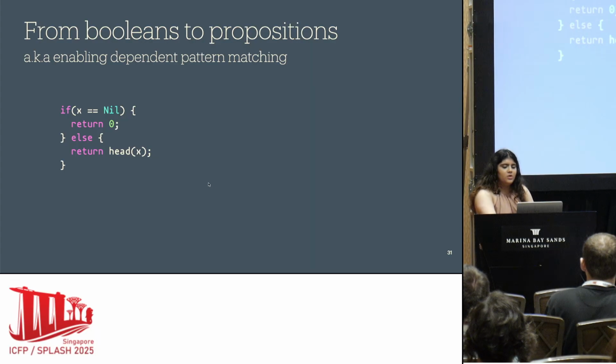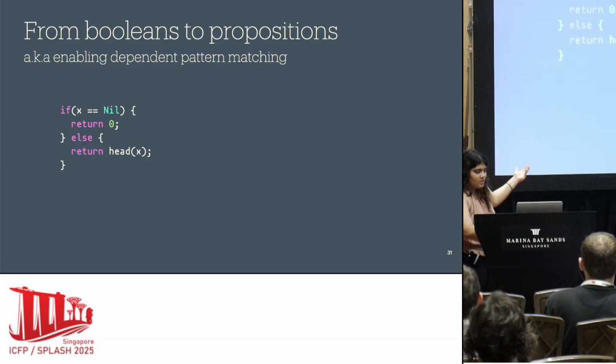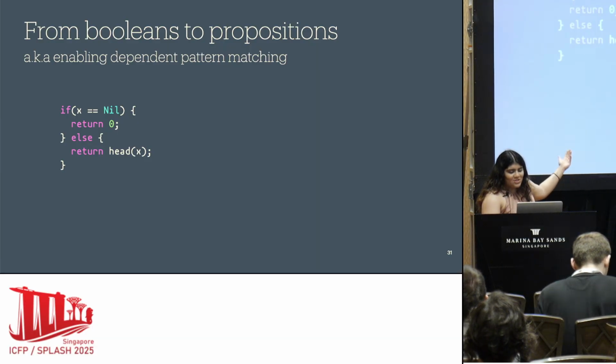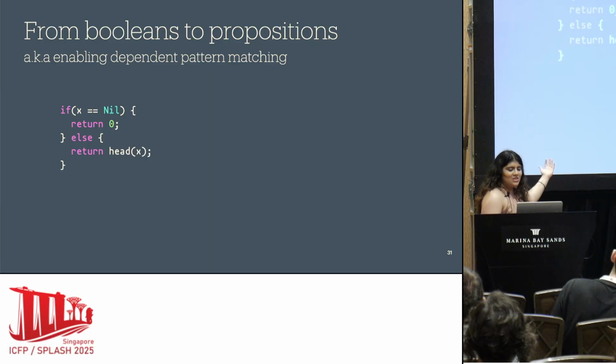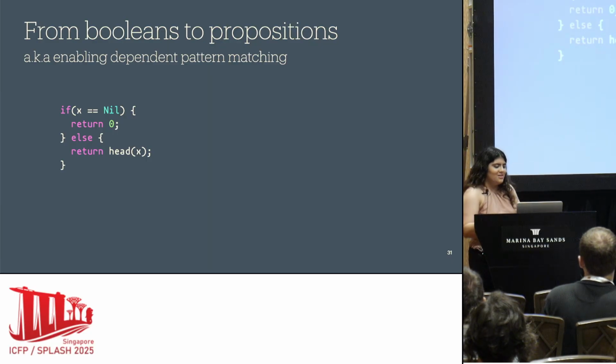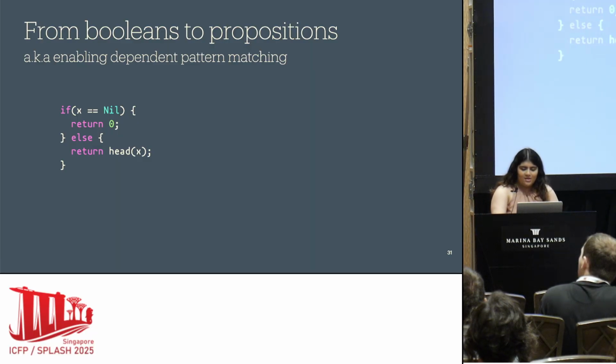So a lot of people like to write stuff like this if they care about safety. Not really. They would do a maybe type, but just think about this function where you have a list, and if it's nil, you return 0. Otherwise, you take the head of the list.